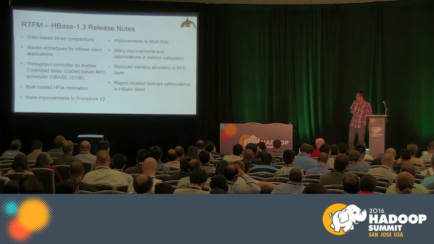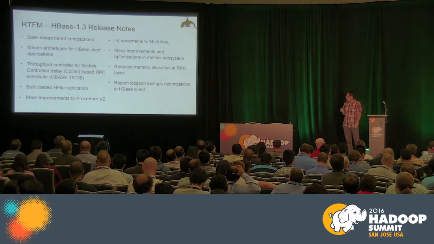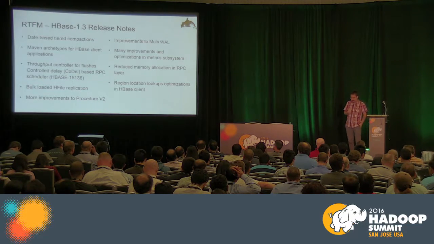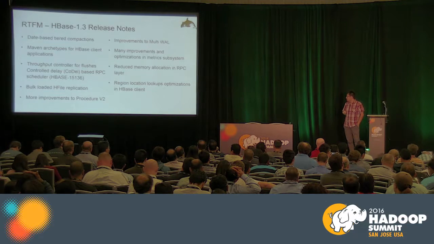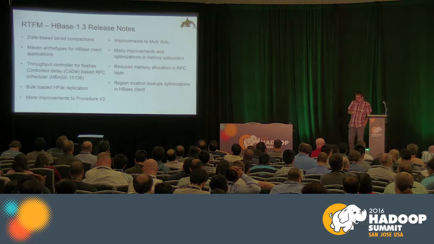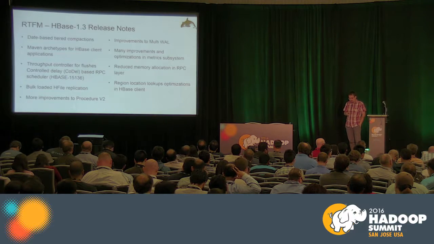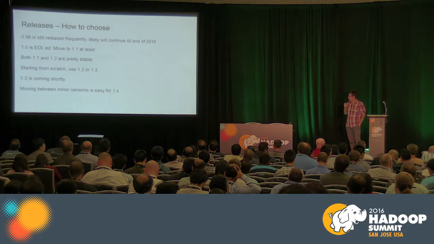Procedure v2, so a bunch of improvements. Multi-WAL, so a bunch of improvements. And metrics, definitely, so a bunch of those as well in terms of the speed and everything. Reduced memory allocation in the RPC layer overall is there, and some region location optimizations in the HBase client itself. So this is 1.3.